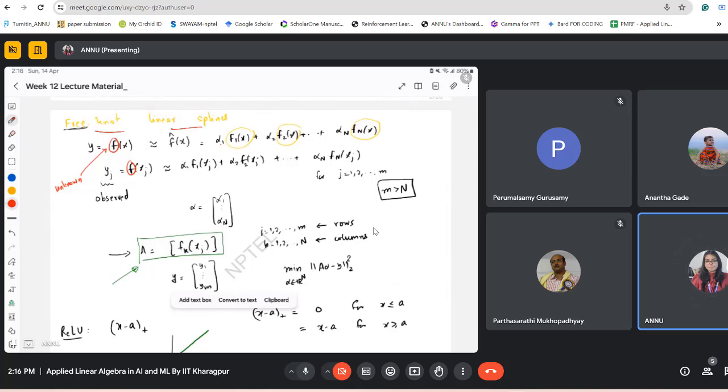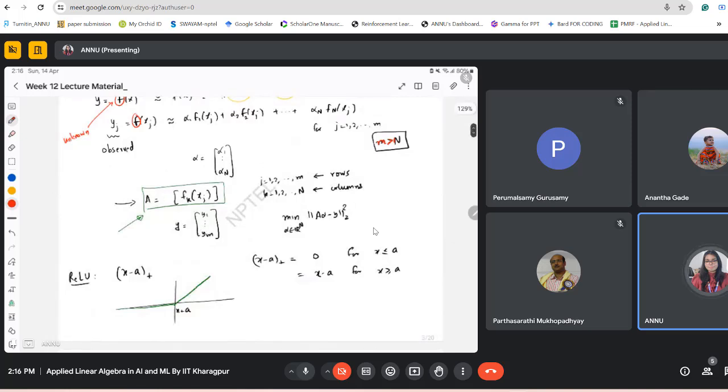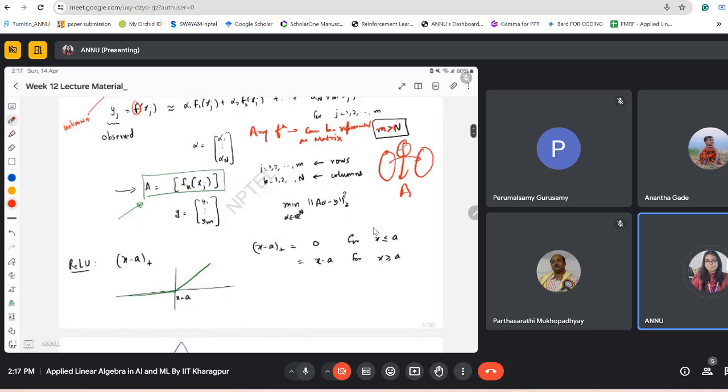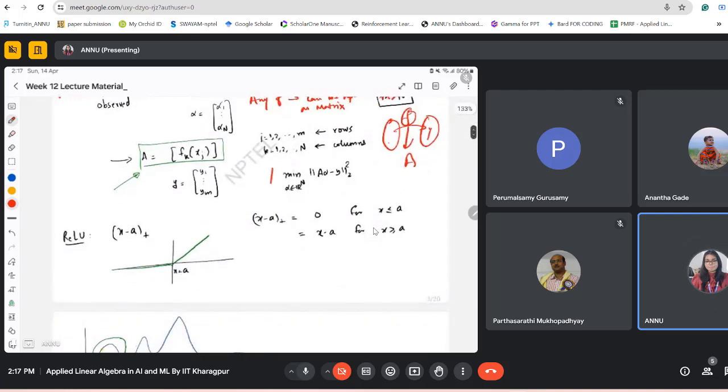One of the approximations is ReLU. ReLU is a function f having this property: if x is less than or equal to a, then it is 0. If it is greater, then it will be x minus a. So a can be 0 here, and it is 0 and x, where a can be anything. So it can be represented as 0 and x minus a. So this is y, such that it is 0 for x less than or equal to a, and x minus a for x greater than or equal to a. If you can write every observation of x in terms of this function y, one of the approximations is the ReLU function.